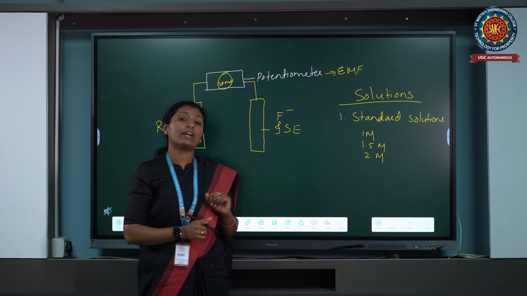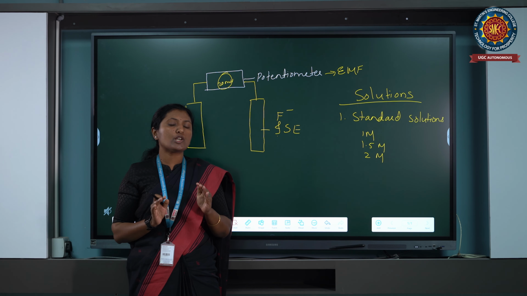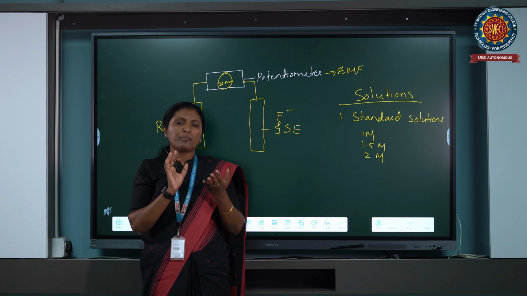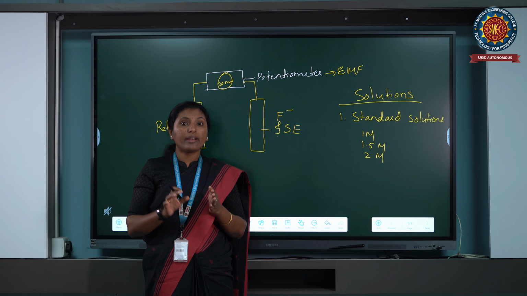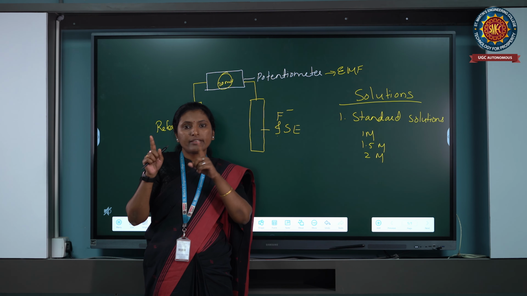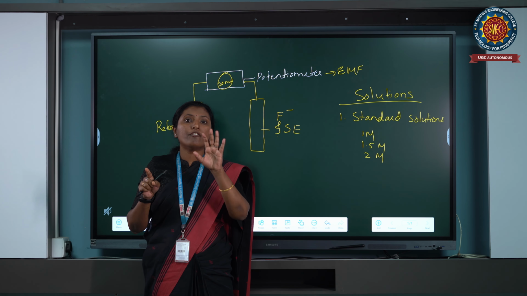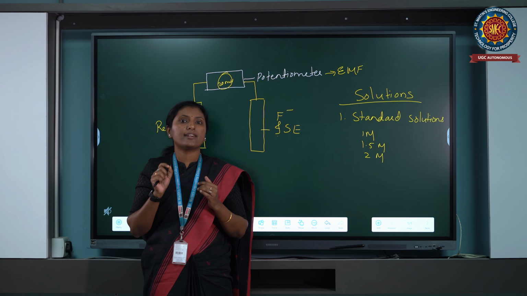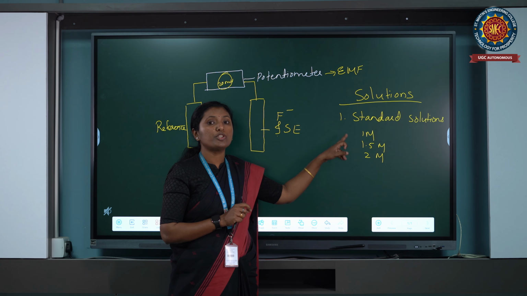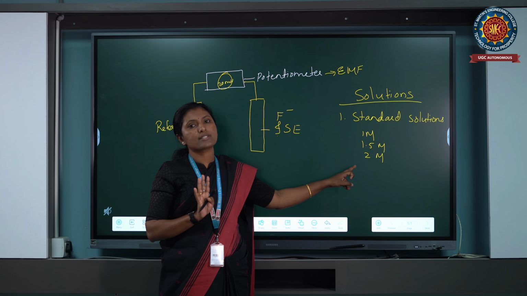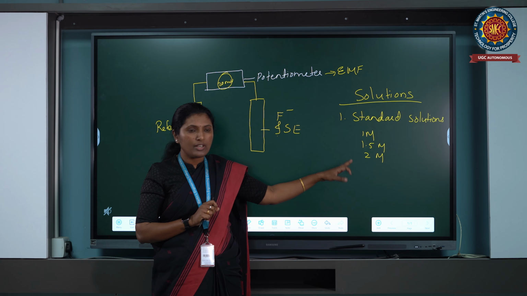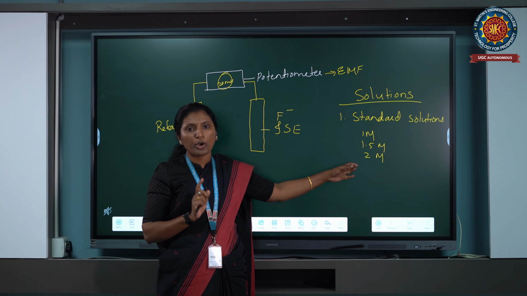First, what is a standard solution? Any solution whose strength we know. Listen, I am taking 1 gram of fluorine and dissolving it in 1 liter of water. So I know the strength. In that 1 liter, how much fluorine is there? 1 gram. That is known as a standard solution. Like that we have to prepare 1, 1.5, 2, minimum 3 or 4 standard solutions. Why? Because we have to draw a graph, so minimum 3 or 4 points should be there.